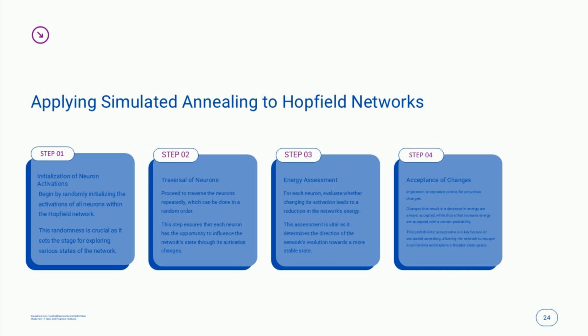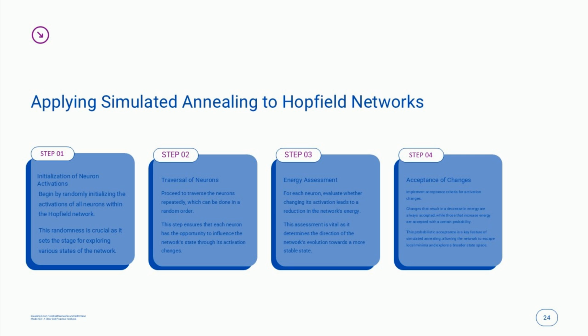Step 3. Energy assessment. Here's where the real evaluation happens. For every neuron, we check whether changing its activation will reduce the network's overall energy. It's like deciding whether pruning a branch in our garden will help the whole plant thrive. This energy assessment is vital because it sets the direction for the network's evolution toward more stable and optimal states.